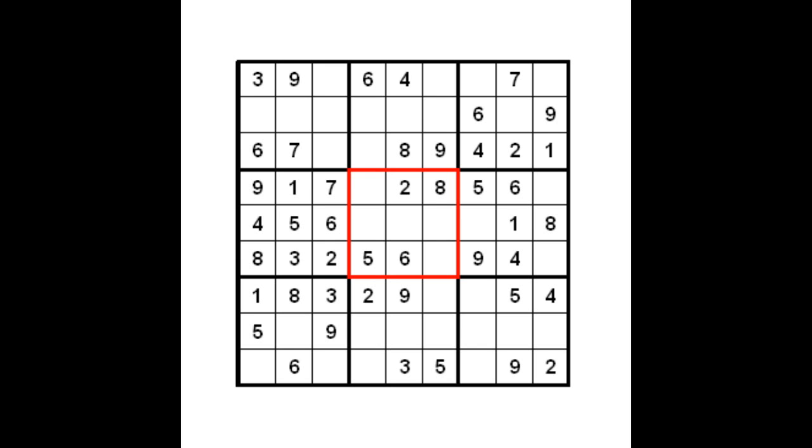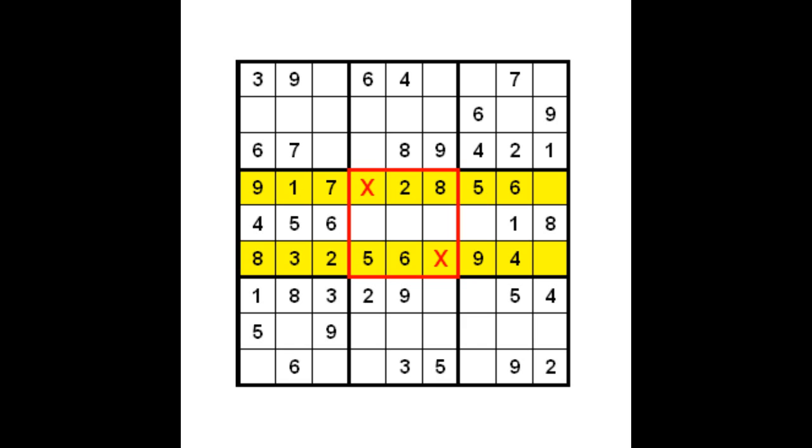Okay, so using that same strategy, let's look for the number 9. Very clearly, in the top row, we cannot use the number 9 in this particular highlighted box. That's because the number 9 already exists in that row. Likewise, we cannot use the number 9 in the bottom row either.